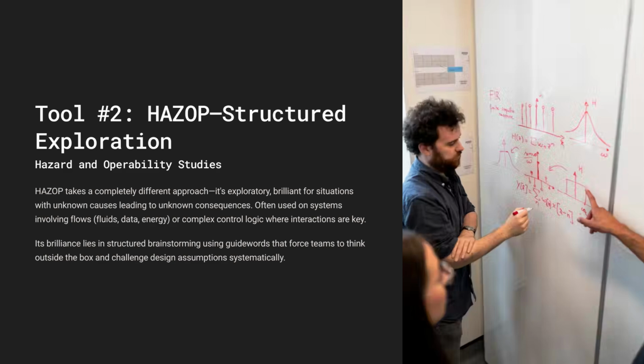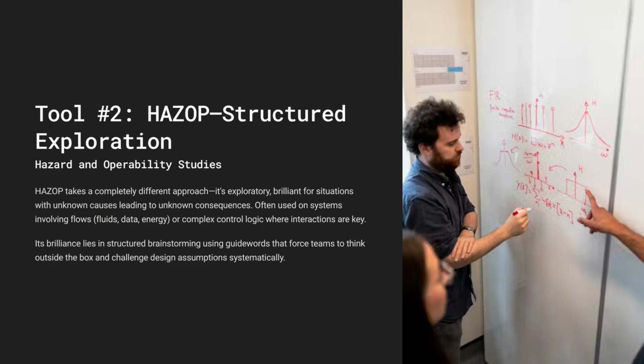When would you typically use it? Often on systems involving flows like fluids or data or energy, or complex processes, complex control logic, where interactions are key. And you said its brilliance lies in the structure it imposes on, well, brainstorming. Exactly. It stops it from being just a random chat. It uses guide words. That's the core mechanism. Right, the guide words. Tell us how they work. How do they force the team to think outside the box?